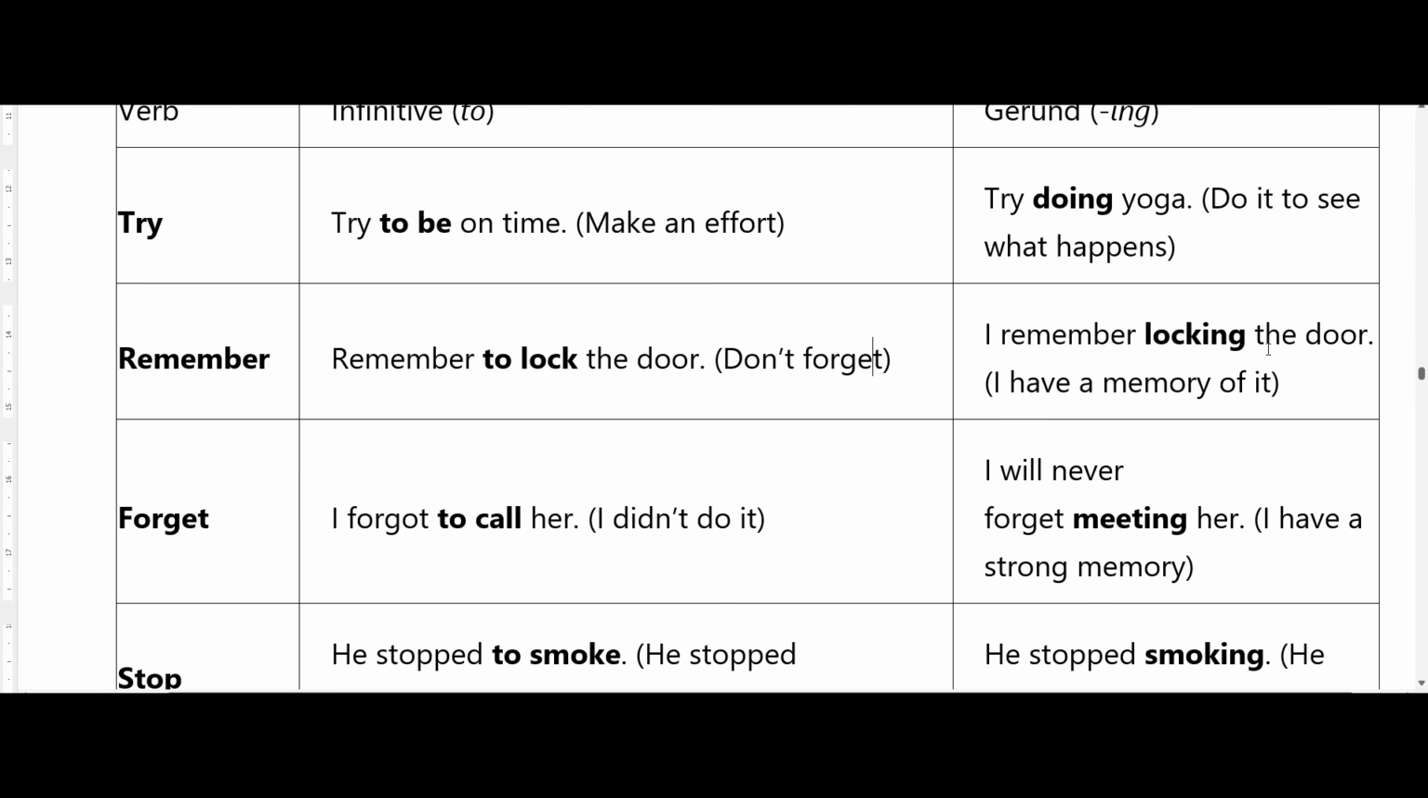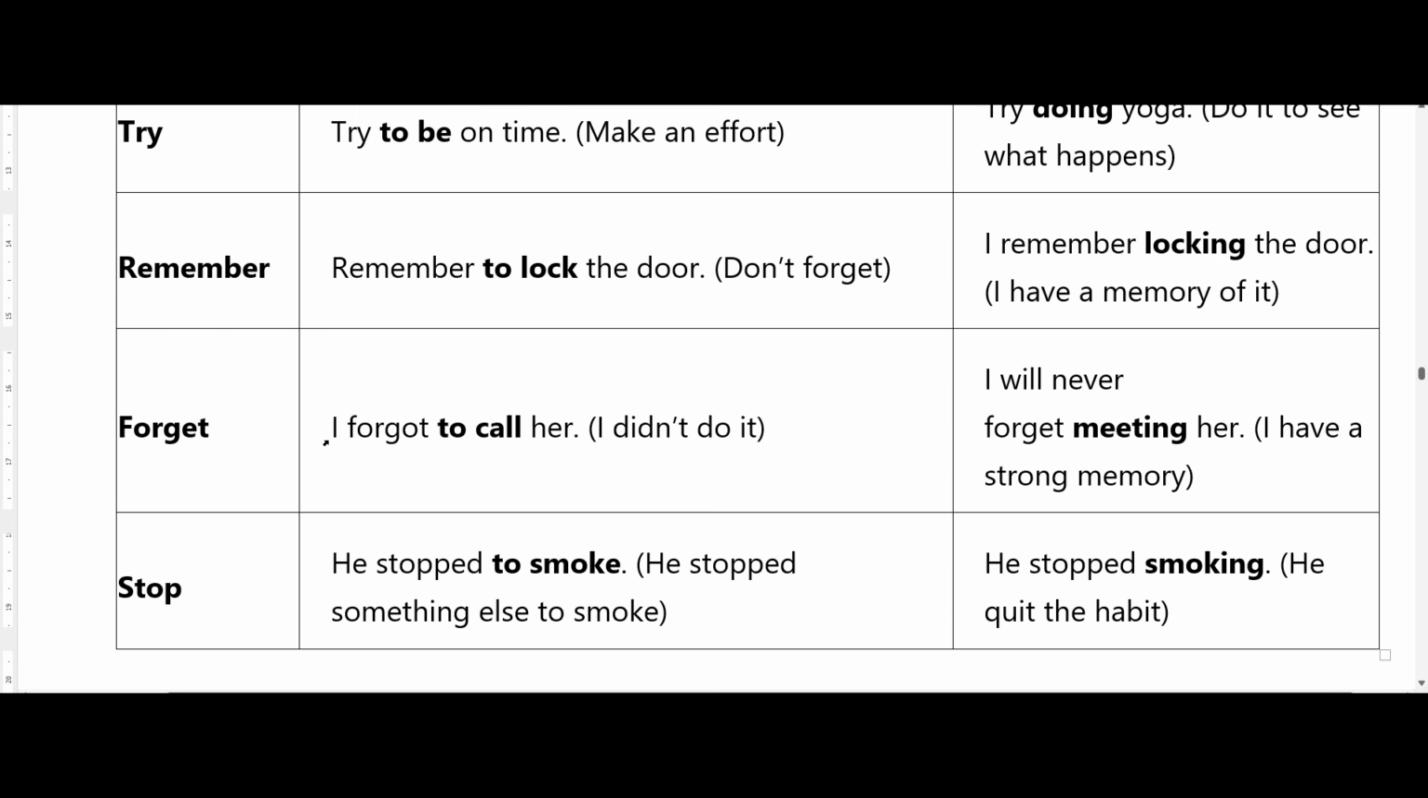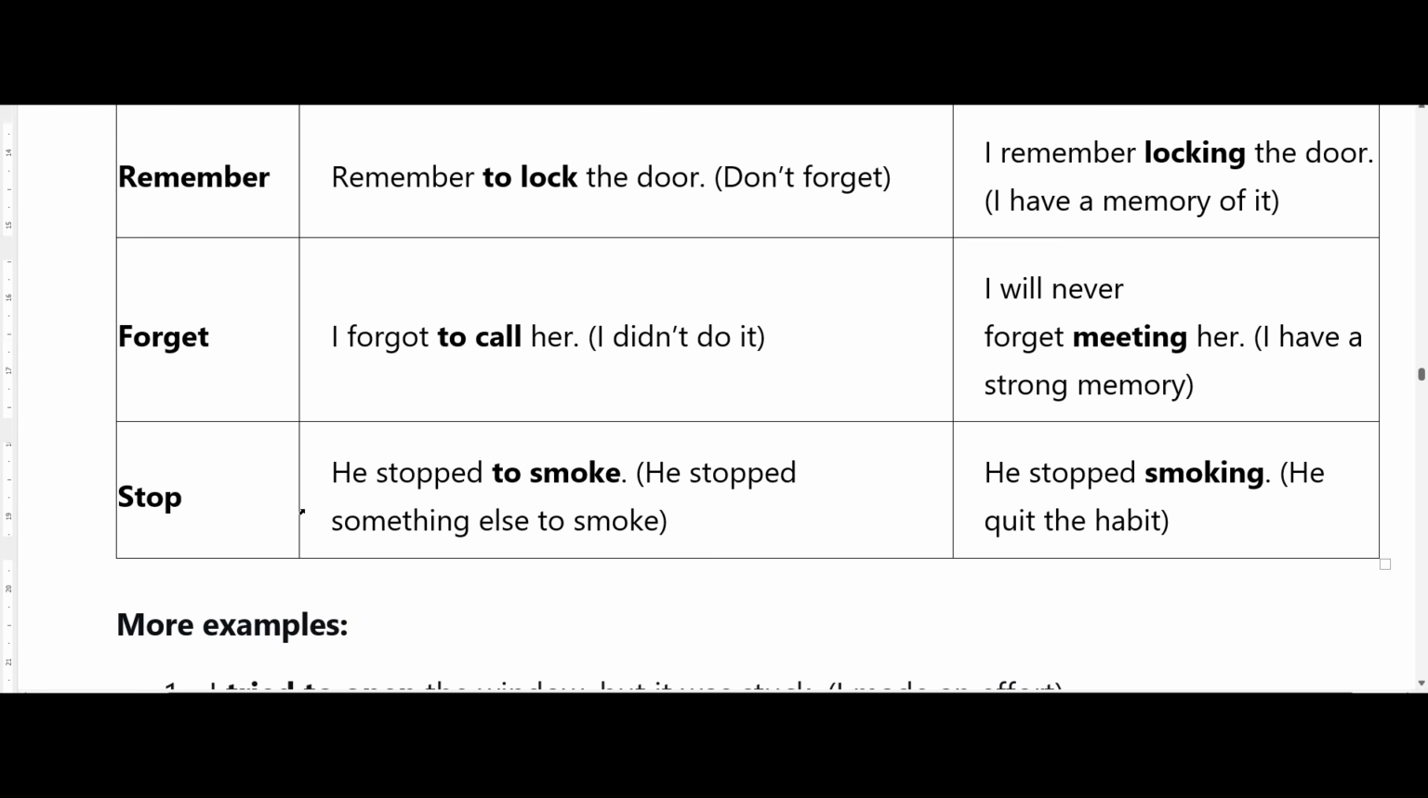I remember locking the door. I have a memory of it. I remember how I did it. Forget: I forgot to call her. I didn't do it. I will never forget meeting her. I have a strong memory. I remember this event. And finally, stop.